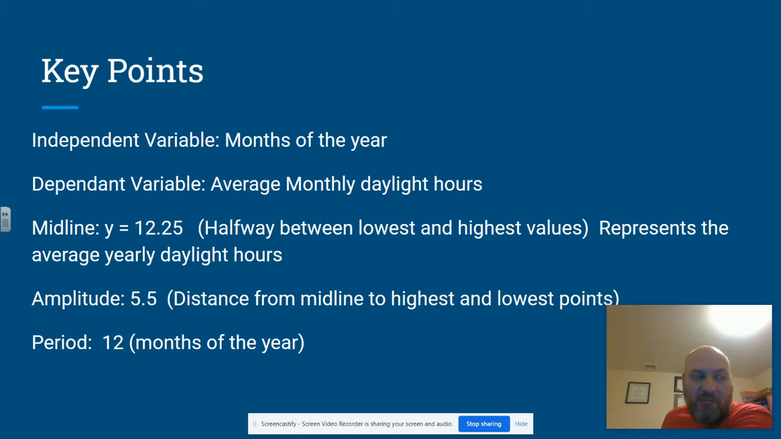My midline was 12.25, and that represents halfway between the lowest and highest values, or the average yearly daylight hours. My amplitude is 5.5. This is the distance from my midline to the highest and lowest points, the maximum and minimum. In other words, the variation that occurs throughout the year. And my period is 12, which represents the months of the year that I looked at for 2017.